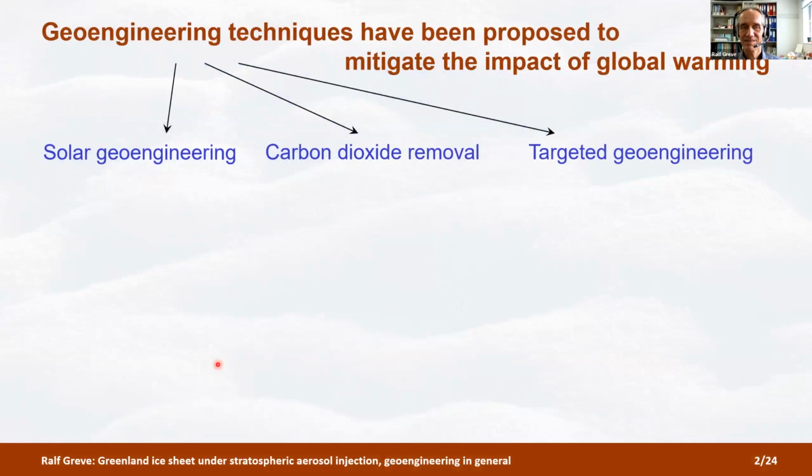Okay, so geoengineering, which is also known as climate intervention: such techniques have been proposed to mitigate the impact of climate warming. These techniques can be roughly categorized into three different groups: A, solar geoengineering, B, carbon dioxide removal, and C, so-called targeted geoengineering. I'll come back to these things later in the second part of my talk.